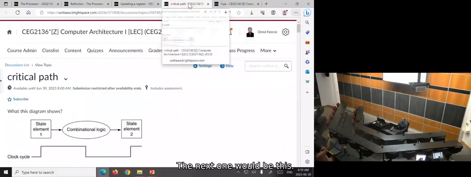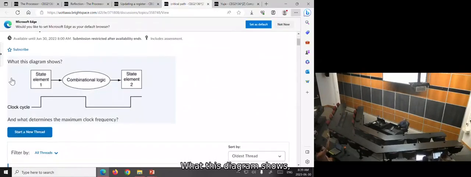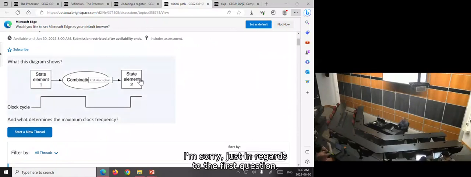The next one would be this. What this diagram shows, there is a sequential, synchronous, yes. Just in regards to the first question, what instructions were in the limited set? Like what's defined as a limited set?